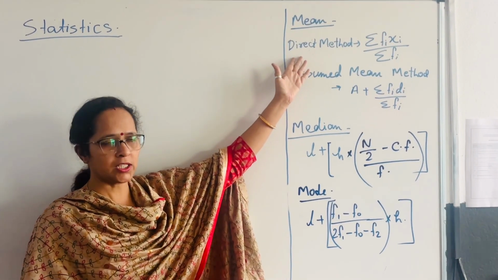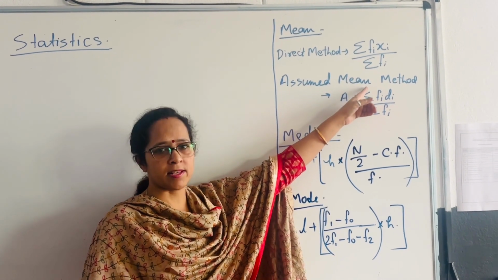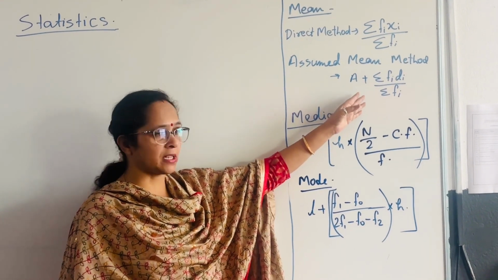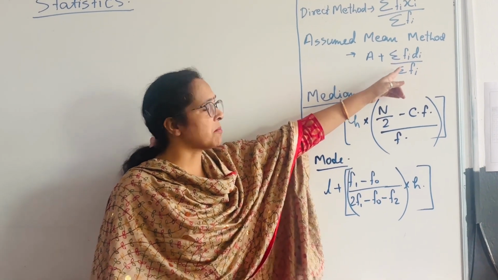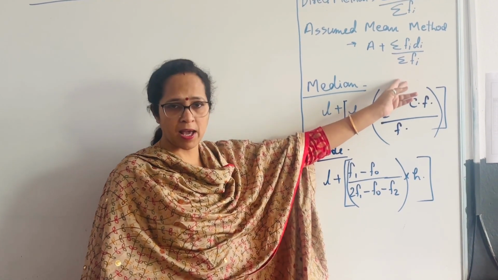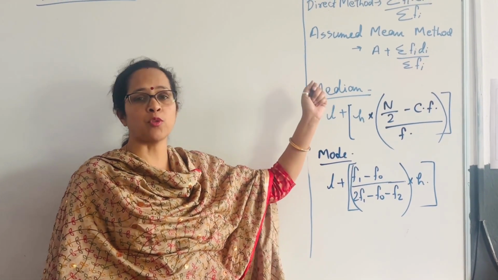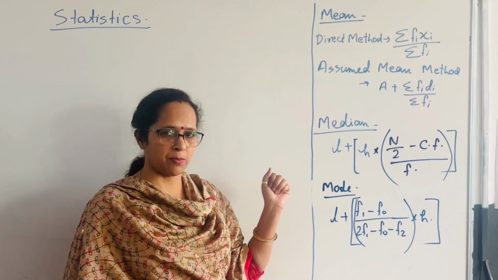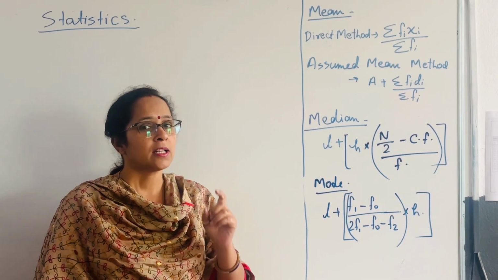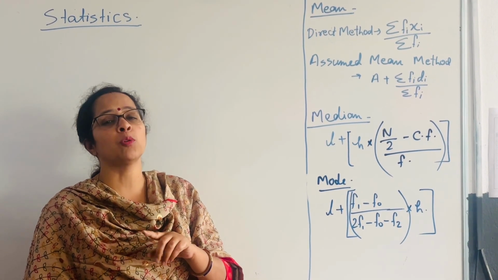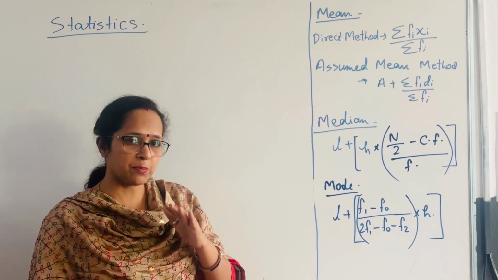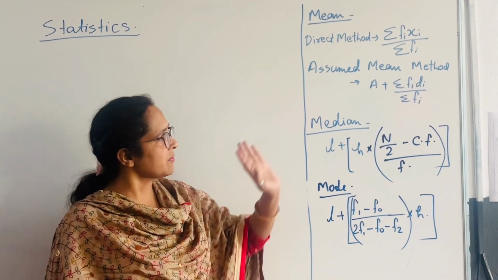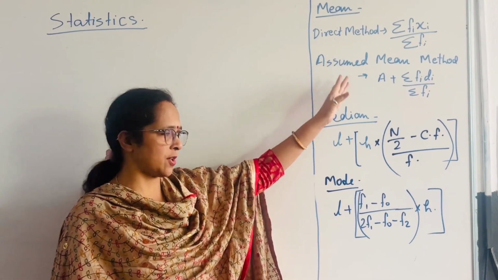One is the direct method, that is sigma fi xi by sigma fi. Second is the assumed mean method, a plus sigma fi di by sigma fi. We have one more formula, the step deviation method, but that has been deleted from the syllabus. But if you are comfortable using that formula, you can apply it in solving questions. Otherwise, use these two formulas only.